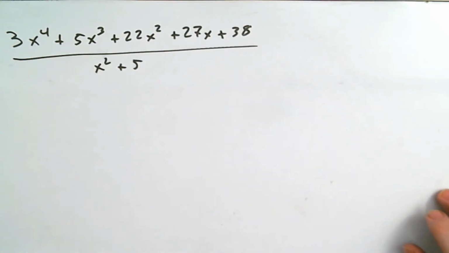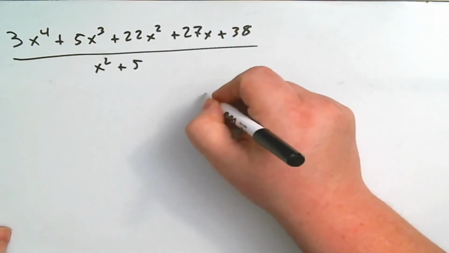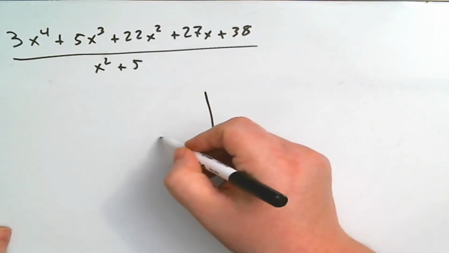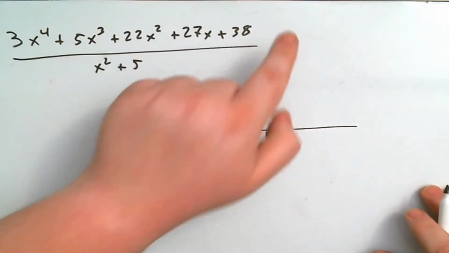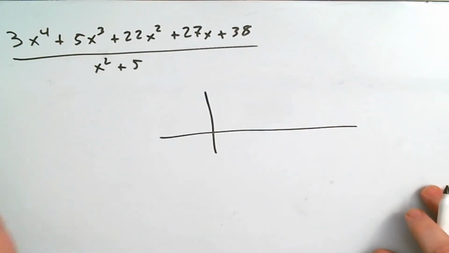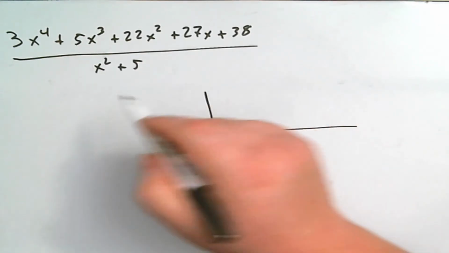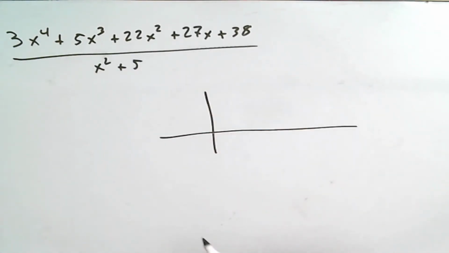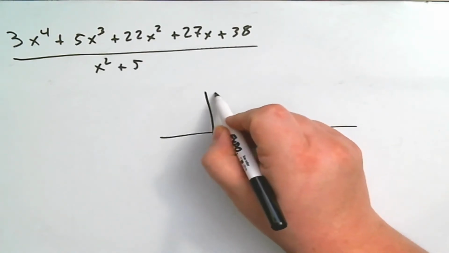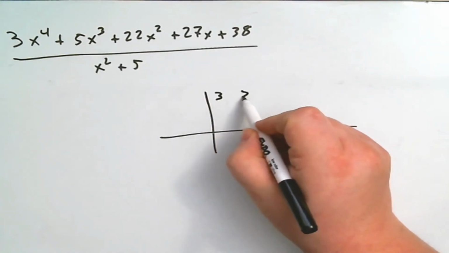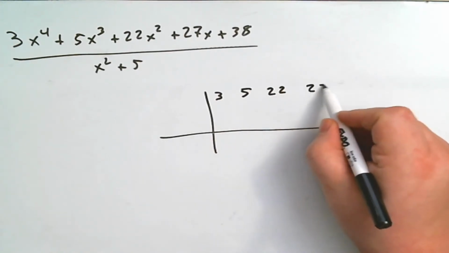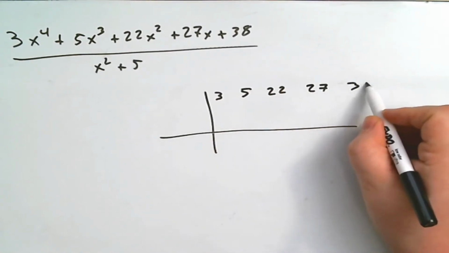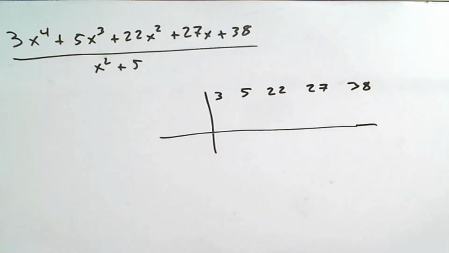So begin by setting up our tableau. Okay, our big hefty tableau here. Take all the coefficients of the numerator, making sure to take every single place value represented, so every single power of x is represented, and place it in here. So we have 3, 5, 22, 27, 38. Okay? And the same as with the previous one, right?